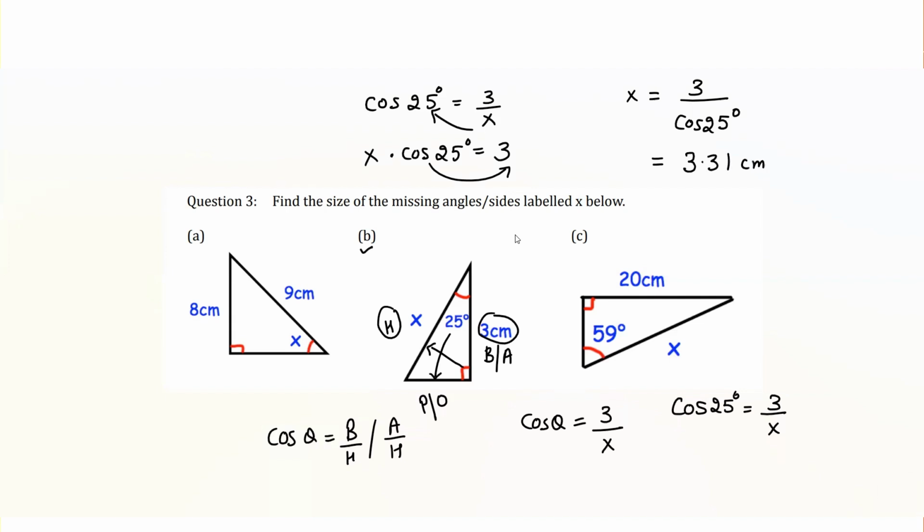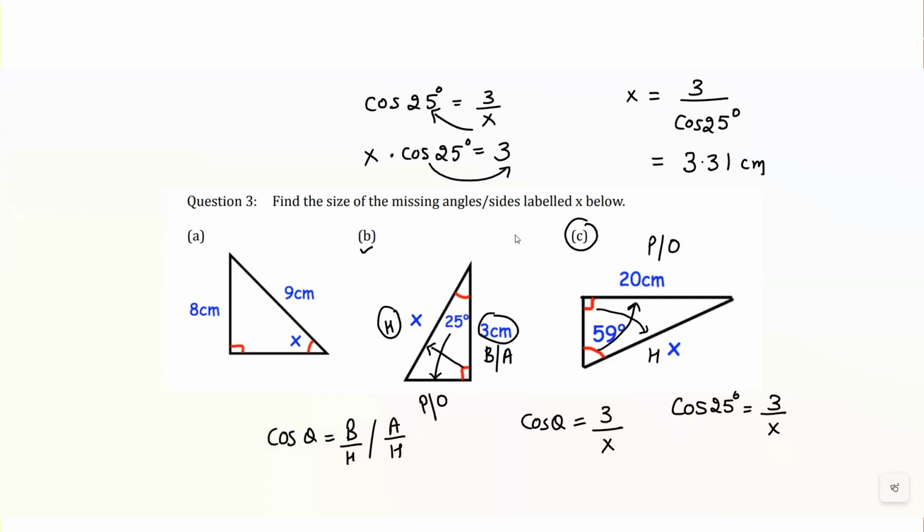3.31 centimeter. Now, let's do question number 3, part C. You can see here that the angle is 59 degree. Whatever side is opposite to it would be your perpendicular or opposite, and the side opposite to this 90 degree is called the hypotenuse. So what we need to find here is the value of the hypotenuse, and the value of the perpendicular or opposite is given.